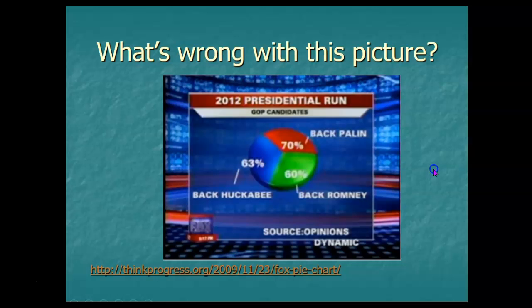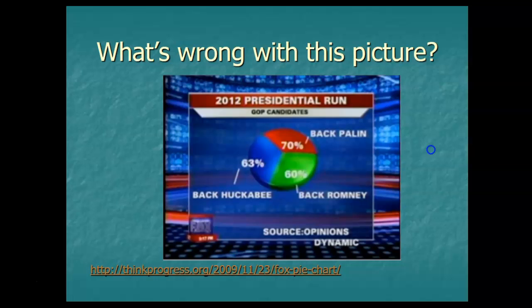Some people would back Sarah Palin, some would back Mike Huckabee, some would back Mitt Romney. And do you see what's wrong with this picture? Now, each of these percents is more than 50%, but it doesn't take up more than half of the pie chart. And when you add them all together, they add up to way more than 100%, which is not the way a pie chart is supposed to work.